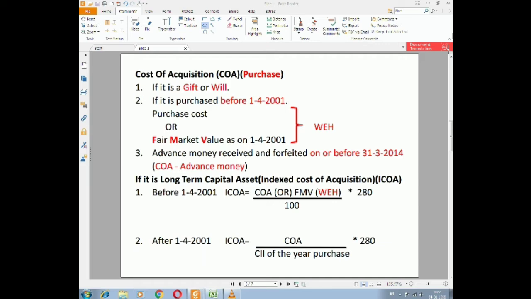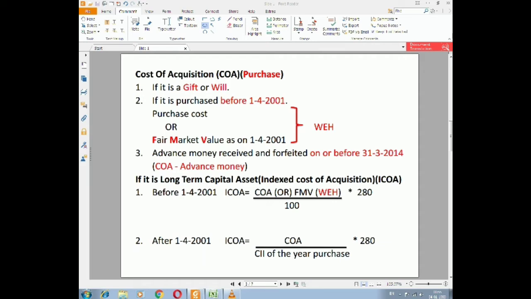The second one is if it is purchased before 1/4/2001. This is a very important date you need to remember while solving the illustration, that is 1/4/2001. Always we are going to check whether that asset is purchased before 1/4/2001 or after 1/4/2001. That is very important. If it is purchased after 1/4/2001, whatever the purchase cost is, that particular cost will be considered for the illustration. If that particular capital asset is purchased before 1/4/2001, then we need to apply a condition. That condition is we are going to consider purchase cost or fair market value as on 1/4/2001.